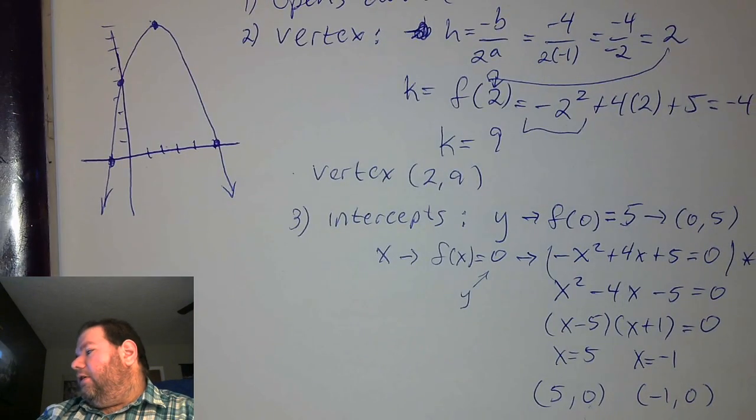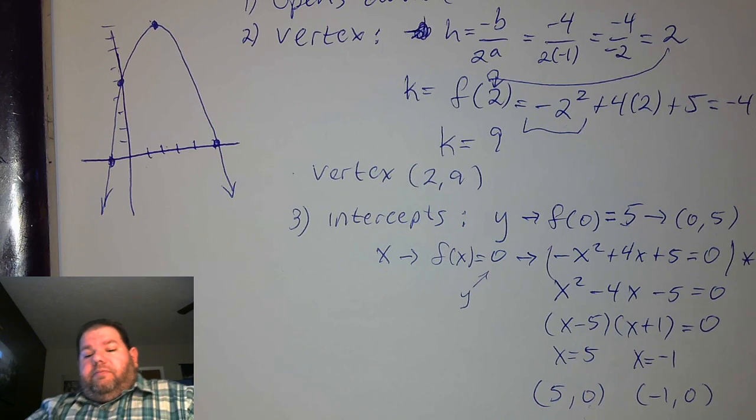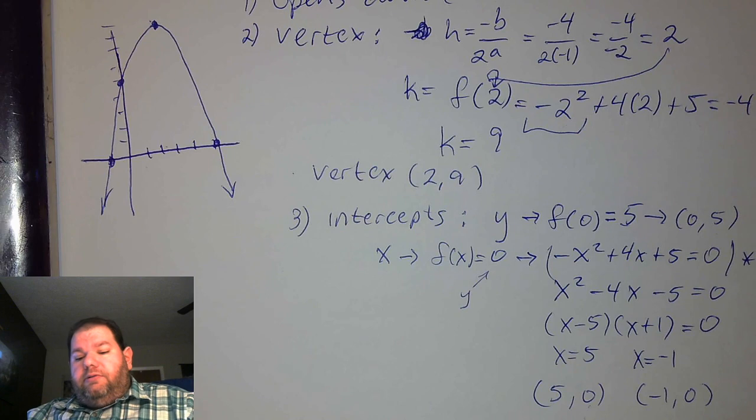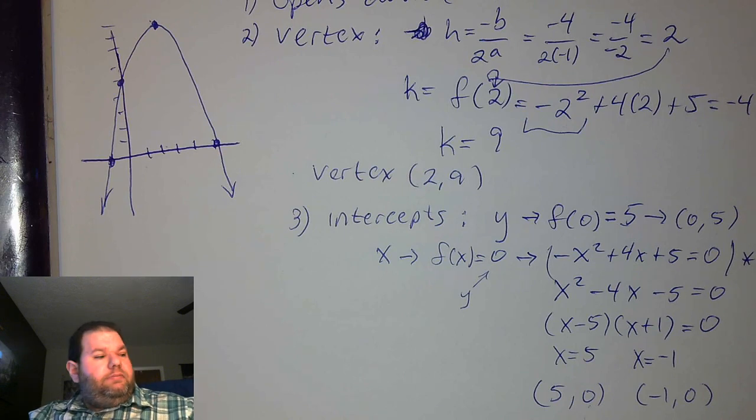And now this is a much more accurate sketch than we produced in 3.5 because now we have all these different points that we found that are aiding us in the process. Alright. Any questions on this one?